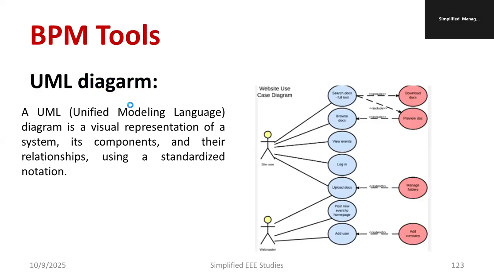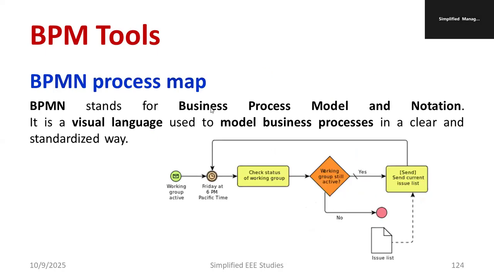Coming to the UML diagram, the full form is Unified Modeling Language. The diagram usually represents a system. It combines the relationships with respect to the other segments. We can use arrow-type notation. It will be very clear. So that is called the UML diagram.